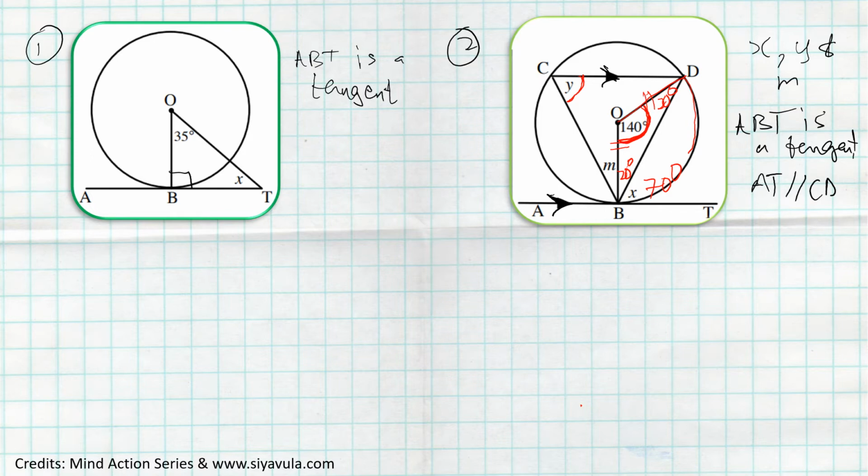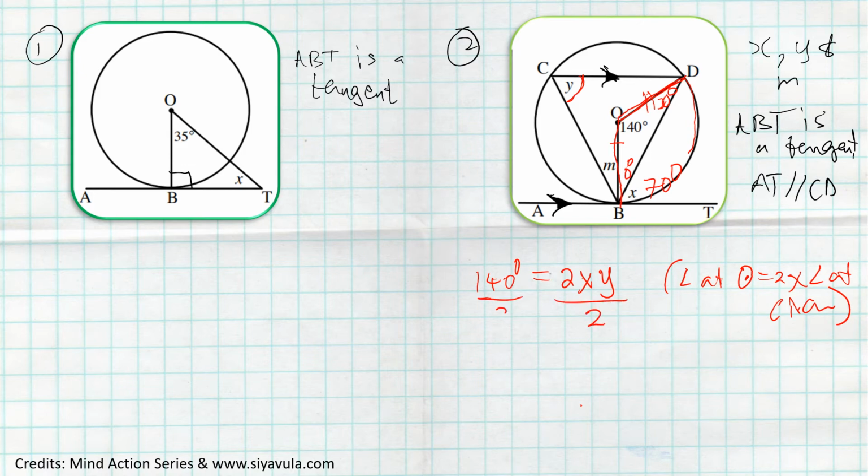Meaning that our angle 140 degrees at the center will be equal to 2 times angle y at the circumference, right? So the reason is: angle at center is equal to 2 times angle at circumference. Because we can see there's an angle at the center subtended by the arc DB, and the same arc is subtending another angle at the circumference. So we can just use theorem 2.